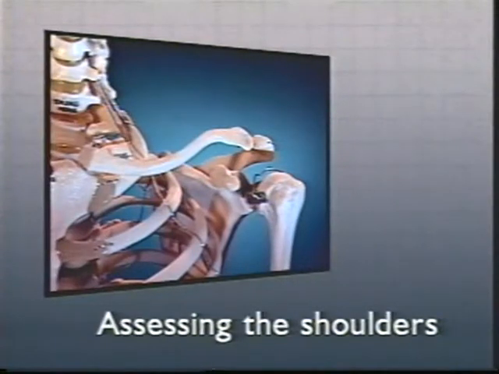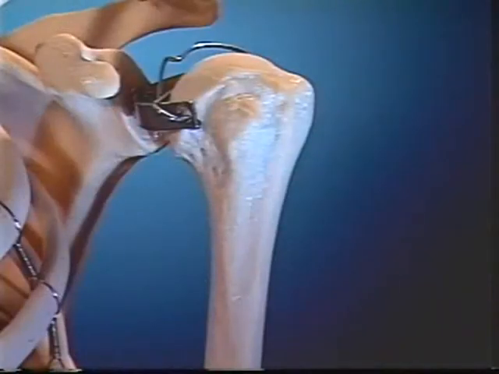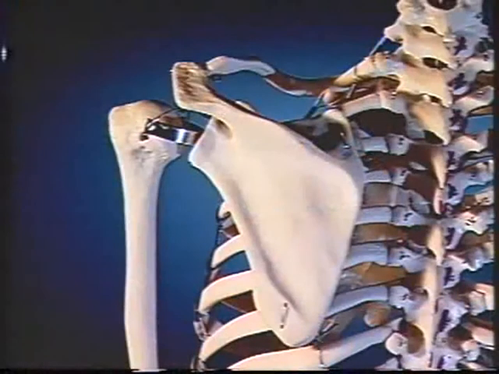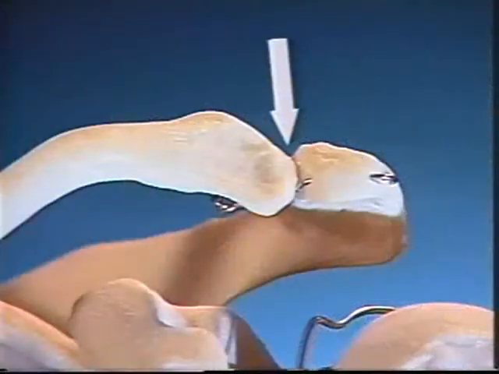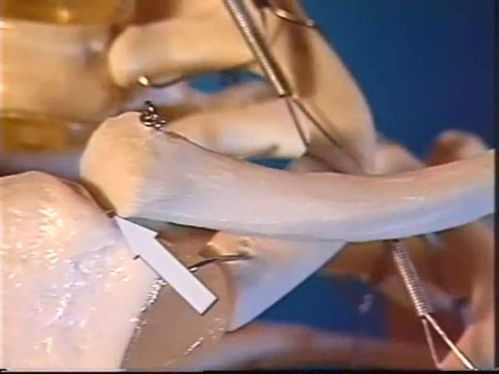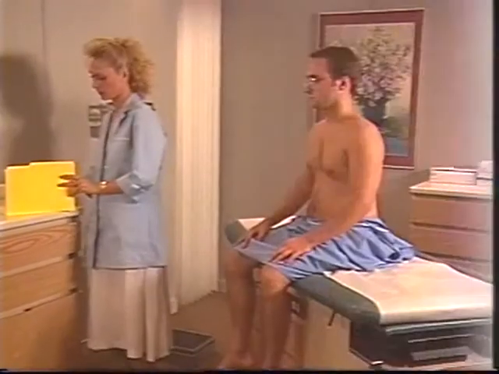To assess the patient's shoulders, you'll examine the humerus, clavicle, acromion, scapula, acromioclavicular joint, glenohumeral joint, and sternoclavicular joint. To inspect the patient's shoulders, look at them from the front and then look at his scapulae from the back.